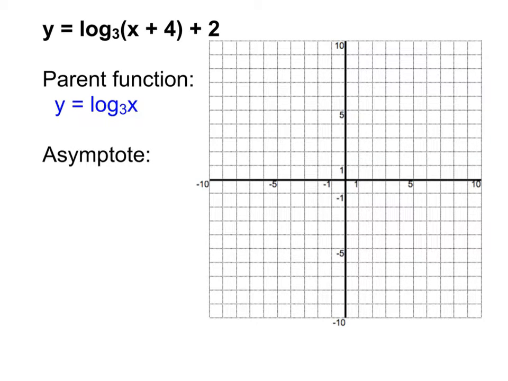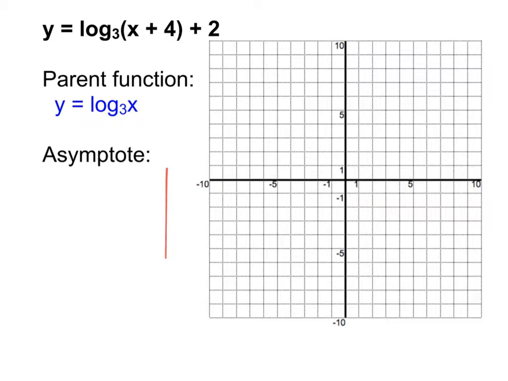Just like when we did exponentials, it always had to be some number to the x. With logarithms, it'll always be log with some base of x. There'll always be some number in there that defines which parent function it is. All right, now our asymptote. The asymptote, remember, is vertical. And so our asymptote is going to be changed by how far this graph has been moved left or right.